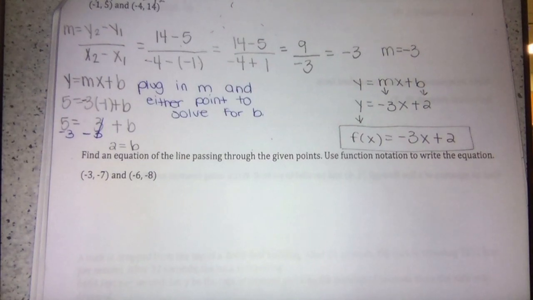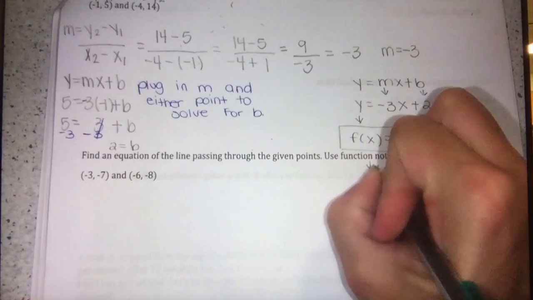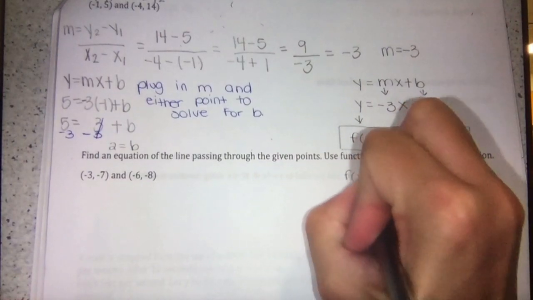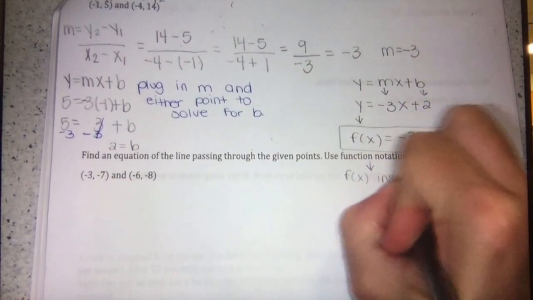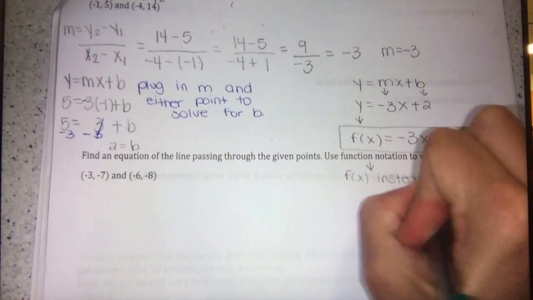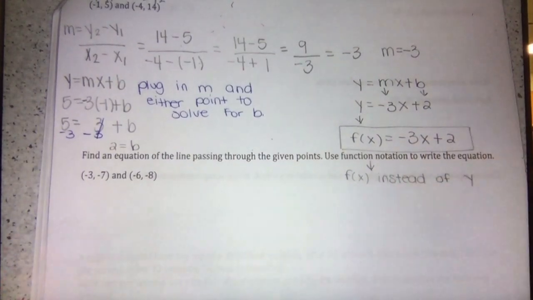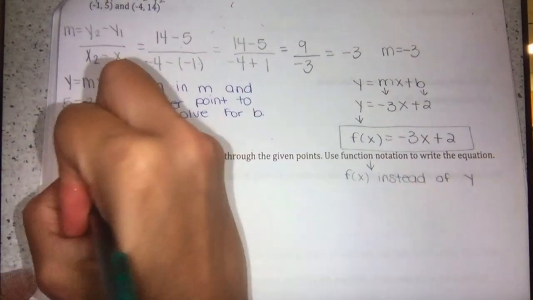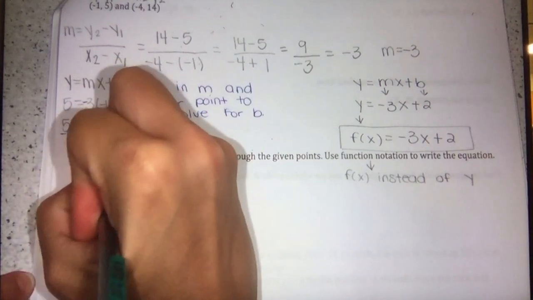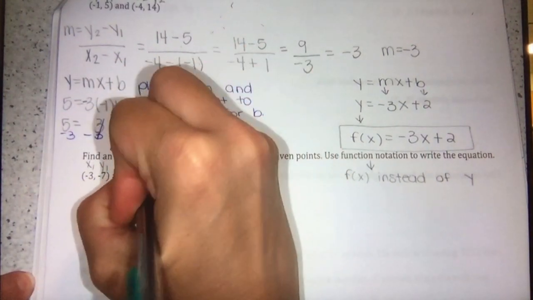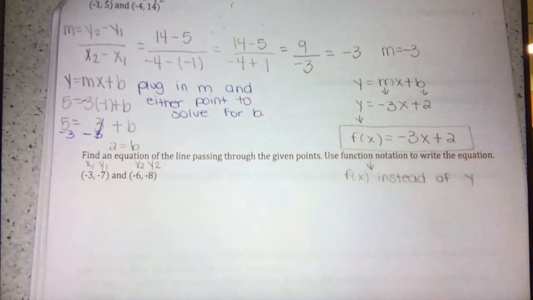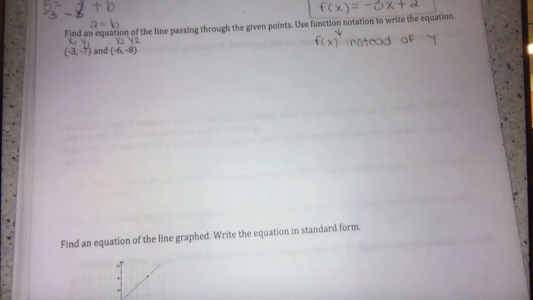They gave us 2 points and it asked us to find the equation of the line passing through the given points. And again, we're going to use function notation. Function notation again just means we're going to write f of x instead of y. Giving us 2 points, we need to find our slope and we need to find our b value. So I'm going to label the first point as x1, y1, and our second point as x2, y2.